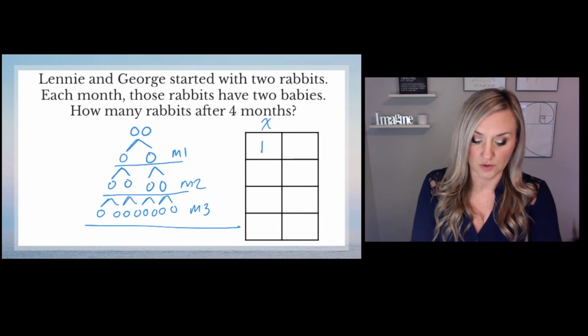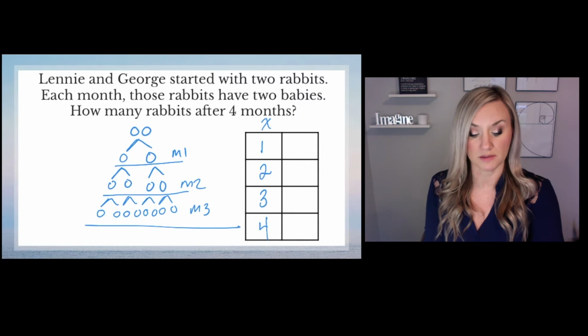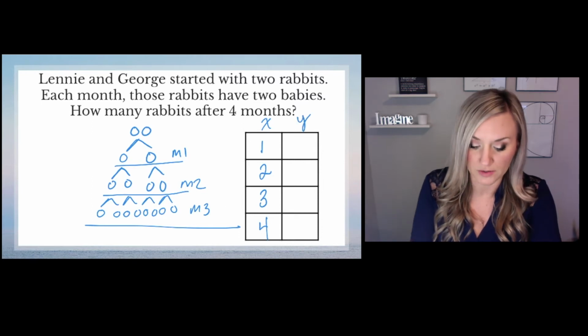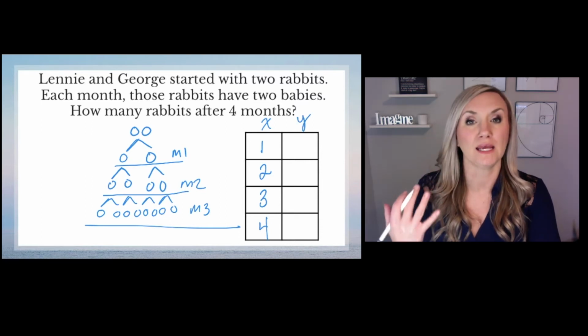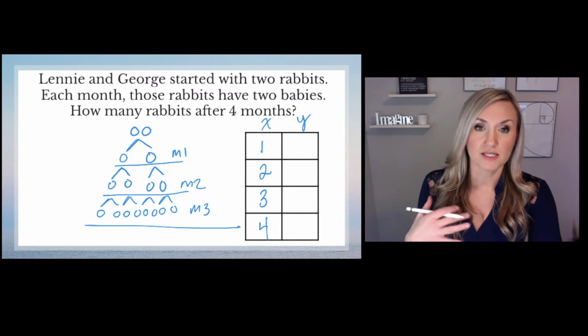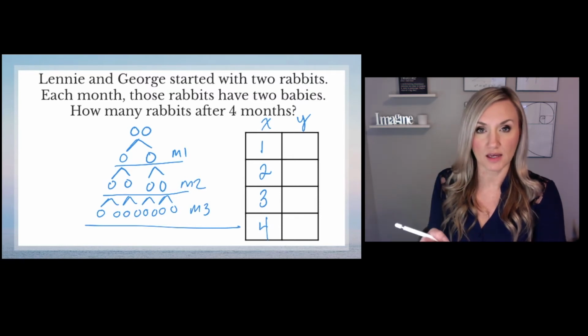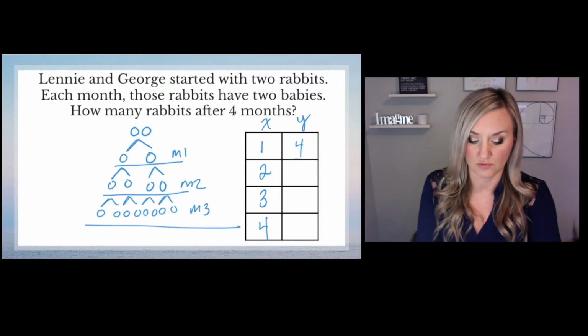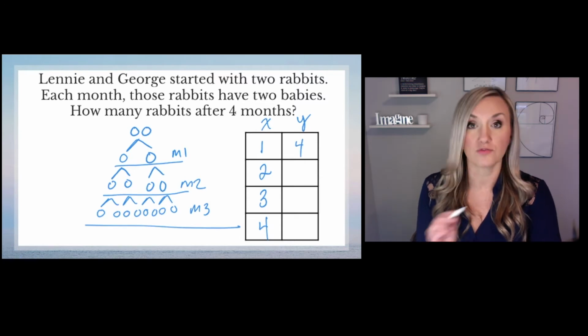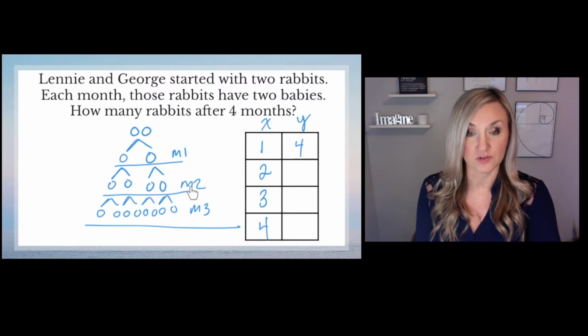So we're starting off with 1 month, 2 months, 3 months, and 4 months. And our Y value is going to be how many rabbits do we have? So for the first month, we started off with 2 rabbits. They had 2 babies, and so we had 4. And then from there, let's take a look at after the second month.